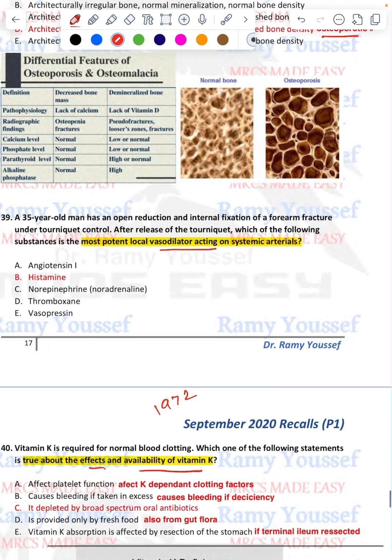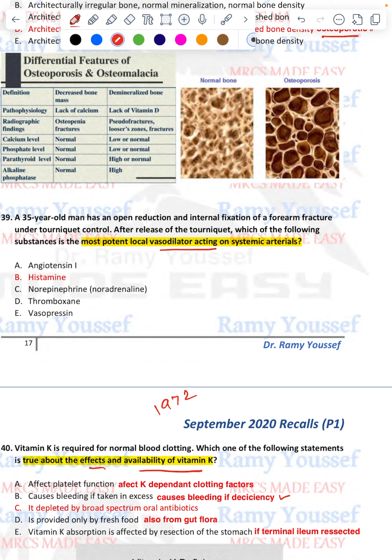So which one of the following is true? Affect platelet function. Affect K dependent clotting factor. Yes. Causes bleeding if taken in excess. Causes bleeding if deficiency. Okay, if there is deficiency, it will be causing bleeding. It doesn't affect vitamin D.